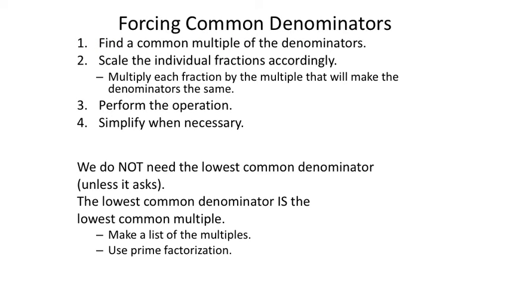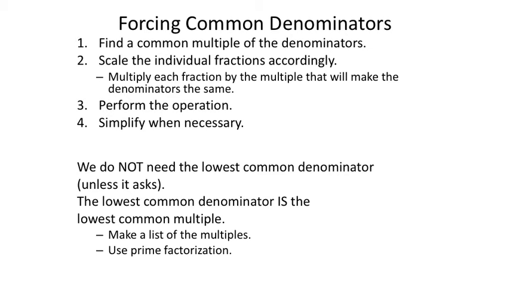Finding a common multiple. Now there's 2 formal methods for this. Make a list of the multiples of the 2 numbers, or you can use prime factorization, which we've done. I'm not going to use either one of these, all right, because we have kind of a shortcut method which guarantees common denominators every time, no matter what the denominators are, always.